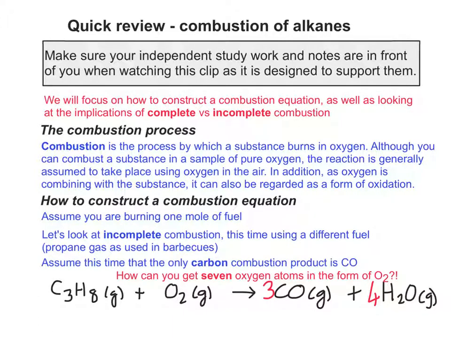Now that begs the obvious question. You've got 7 oxygen atoms, but the oxygen is coming in the form of O2. How do you get O2 into 7? This is where you can use a little trick, and it's called using an improper fraction.